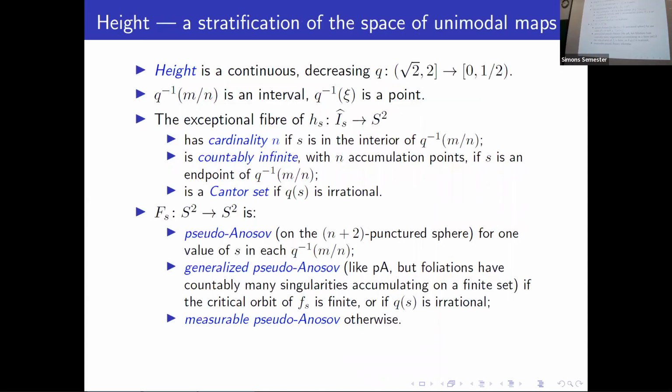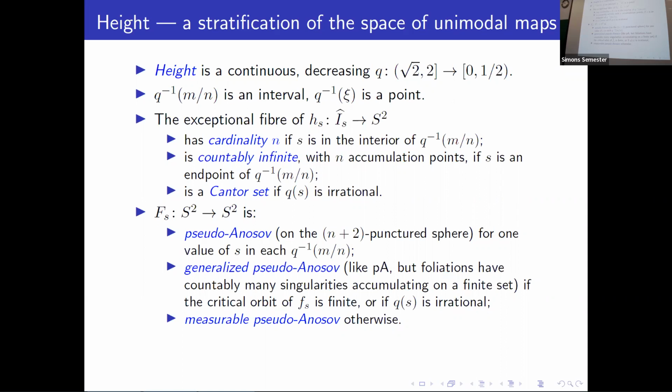Well, those rational numbers are what are called the height of the Hénon maps corresponding to the examples that we're looking at. Height is a stratification of the space of unimodal maps. It works more generally, but just in the context of Hénon maps, I've got parameters between √2 and 2, and the height associates to each of these parameters a number between 0 and 0.5. It does it in such a way that there are whole intervals of parameters which get sent to each rational height, whereas if you have an irrational height, there's a unique parameter which the Hénon map has that height.